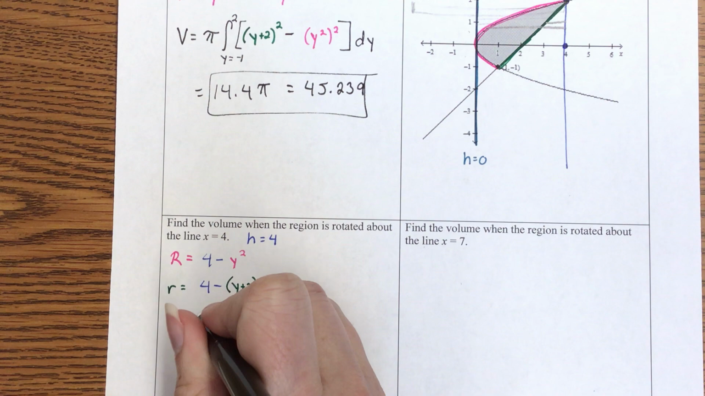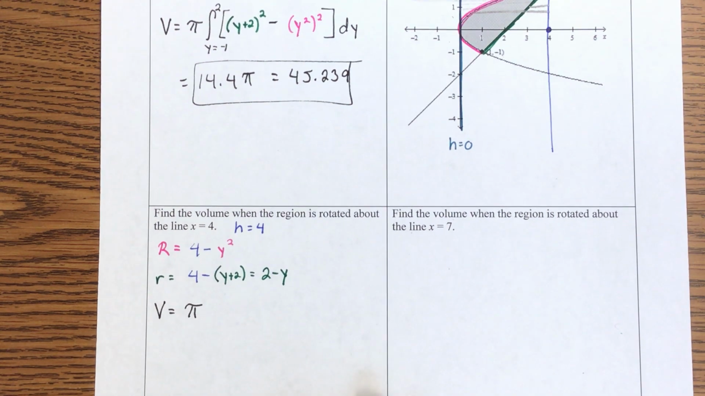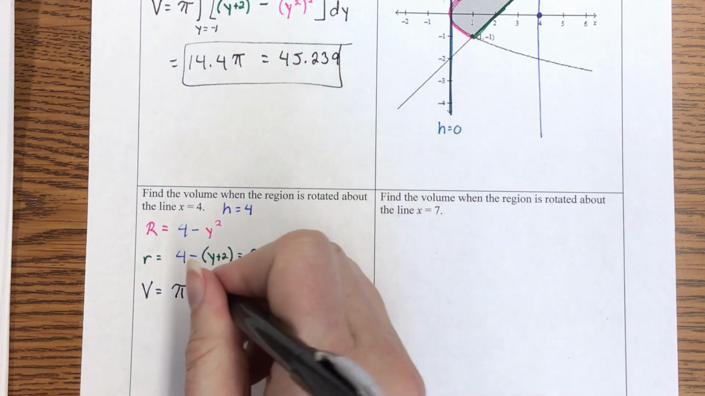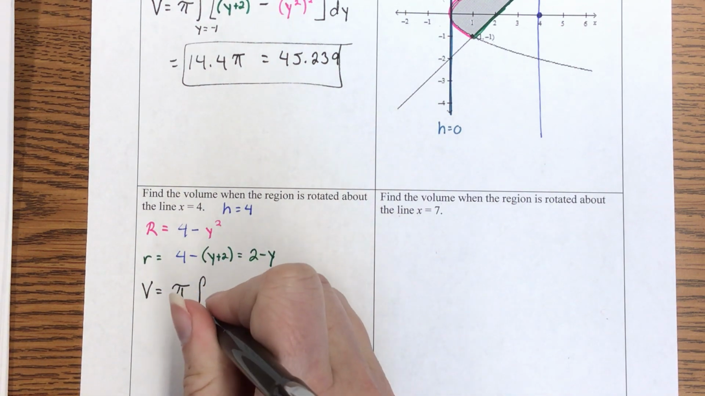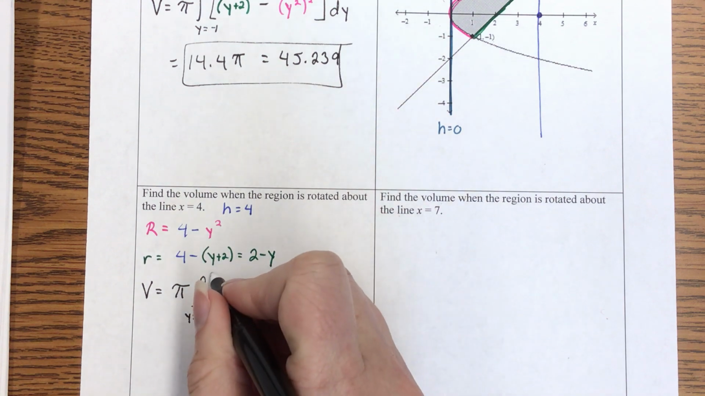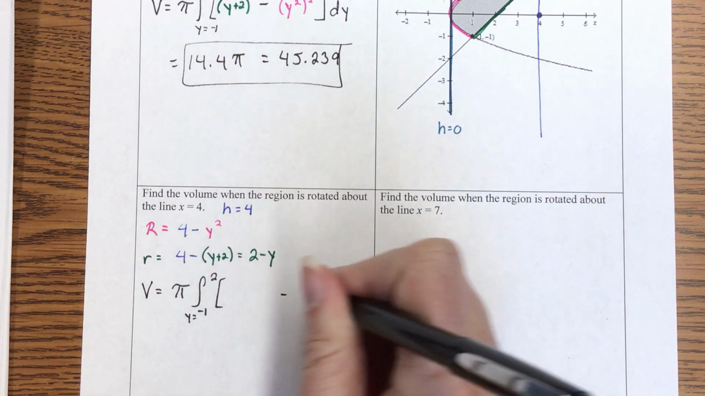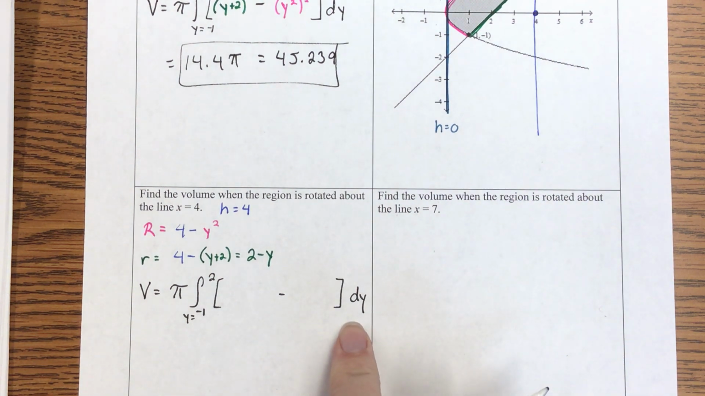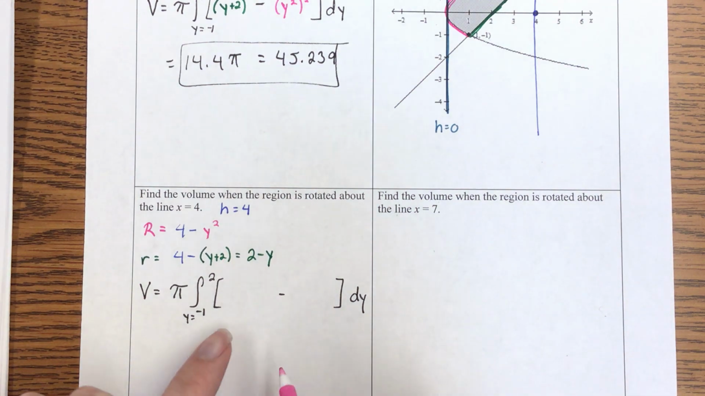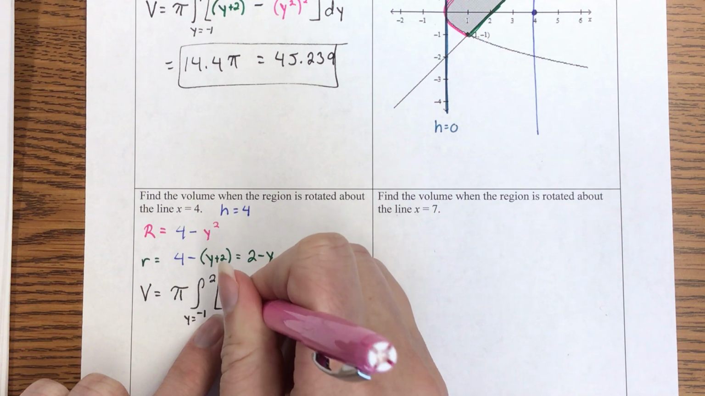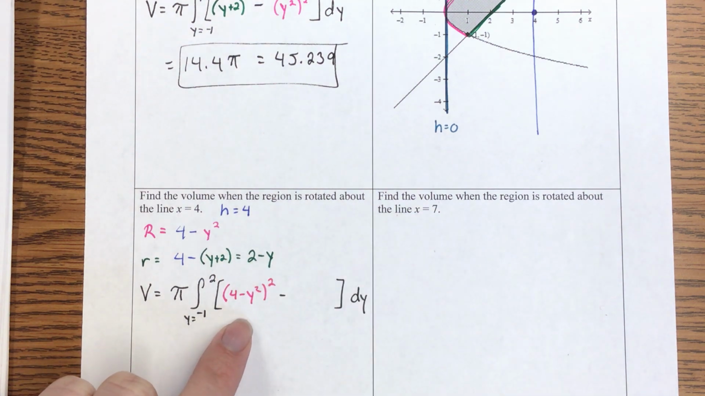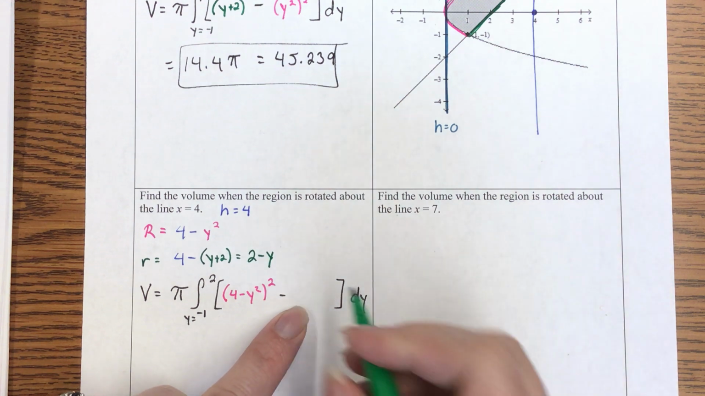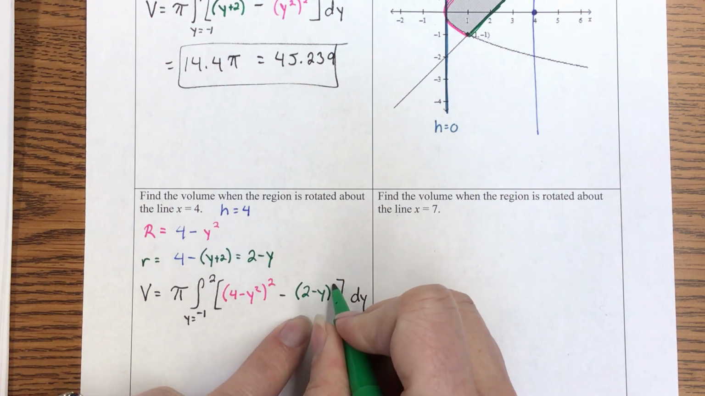Volume equals pi, because there's always pi, since these are always circles when you revolve, every single time. Pi times the integral. A was -1, and it's a y value. B was +2. We're doing dy because everything has to be in terms of y when we revolve around something parallel to the y-axis. Big radius is 4 minus y squared, squared. And little radius is 2 minus y, squared.